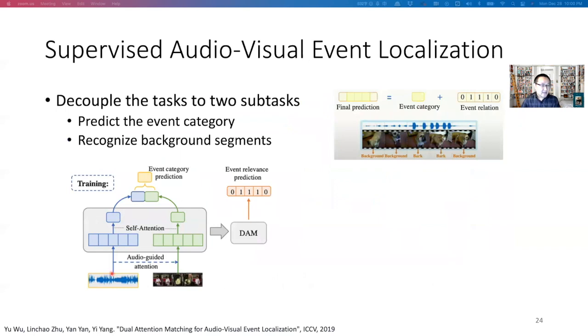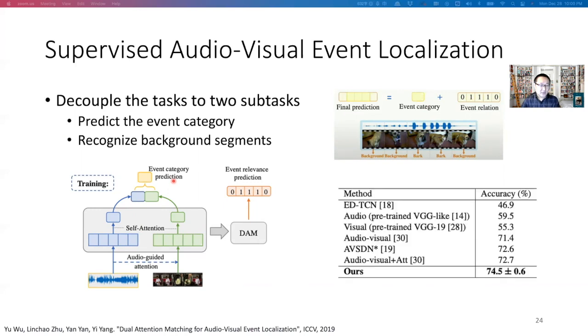During training, given the audio and the visual sequence, they first extract the features and do self-attention. Then they use the DIM to predict the event relevance scores. After that, they fuse the audio feature and the visual feature to predict the event category. In this way, it can address the audiovisual event localization task. Compared to the present methods, the model achieved better performance.